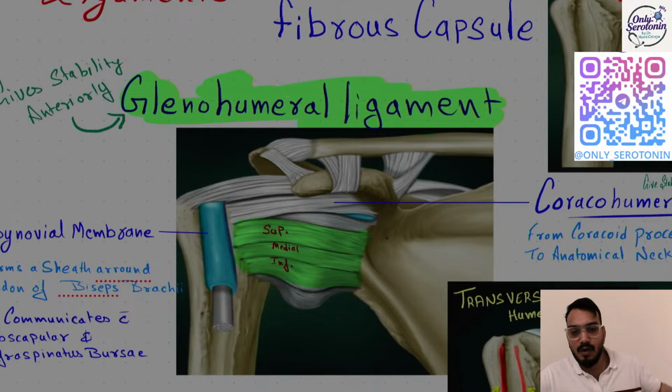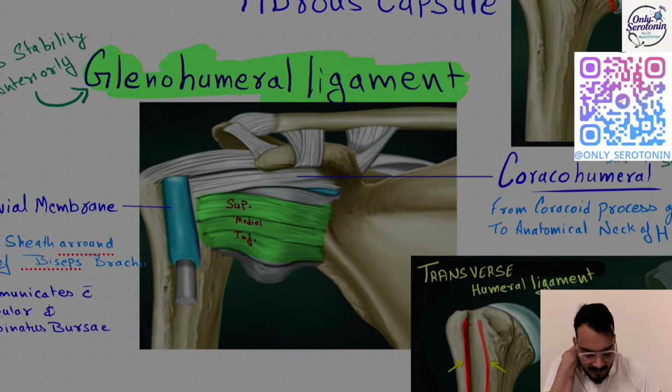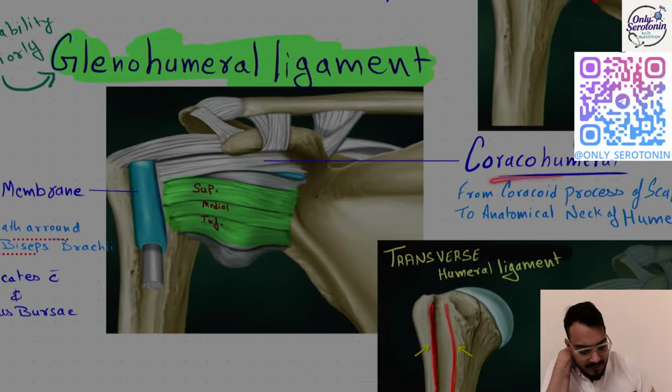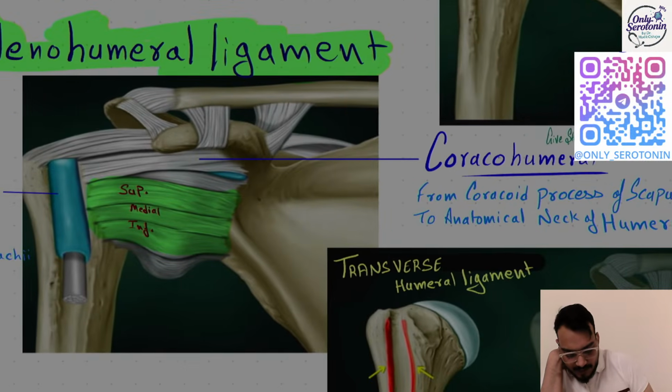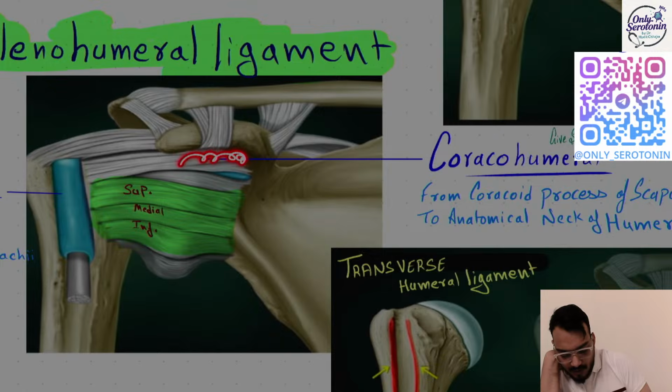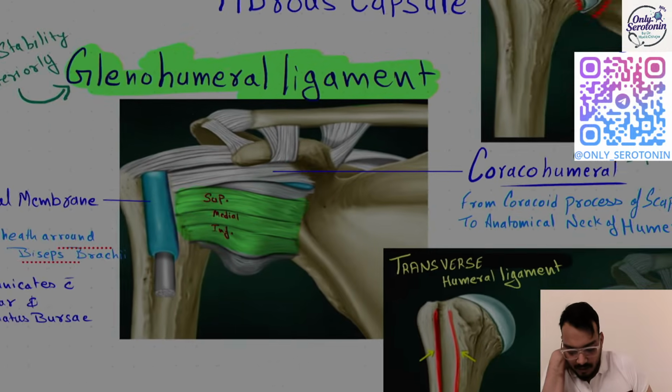So when you are doing bowling and sometimes you are having what, guys? The shoulder is coming out, right? So it is what, guys? It is due to the weakness of your glenohumeral ligament. Then we are having the coracohumeral ligament, which is from the coracoid process of the scapula to the anatomical neck of the humerus. This is your coracohumeral ligament, right?